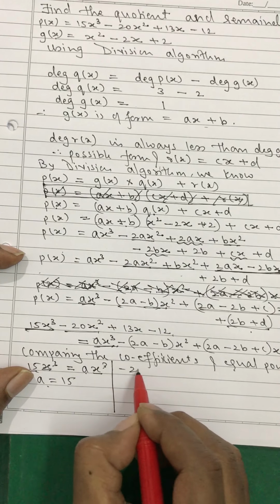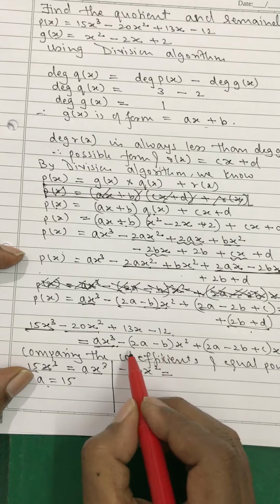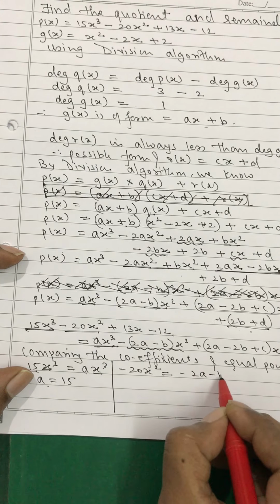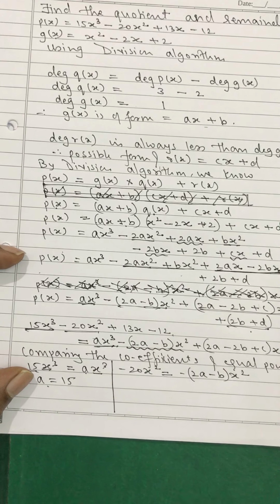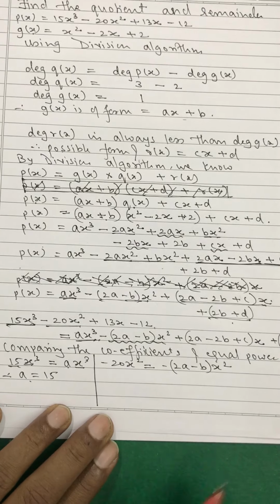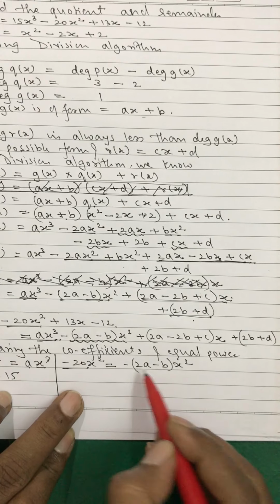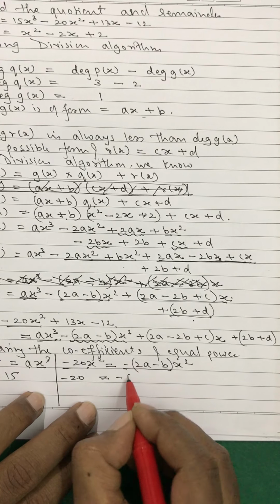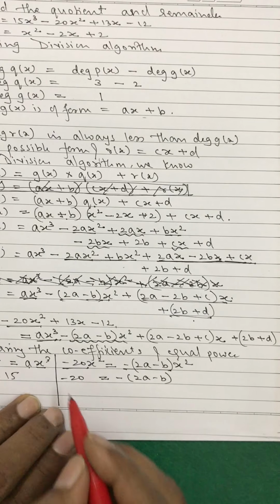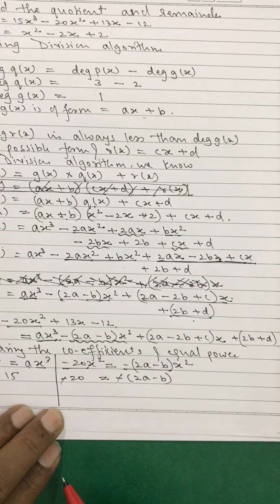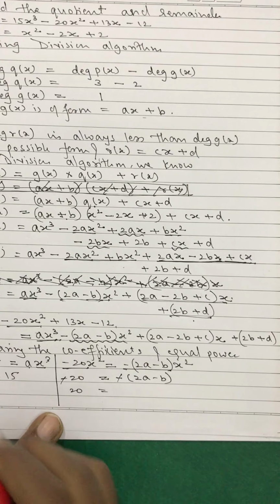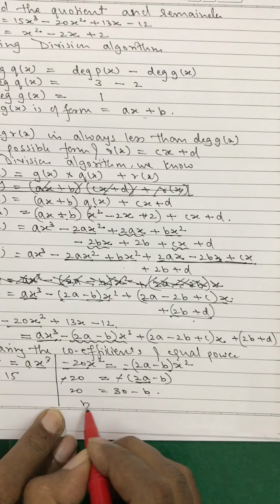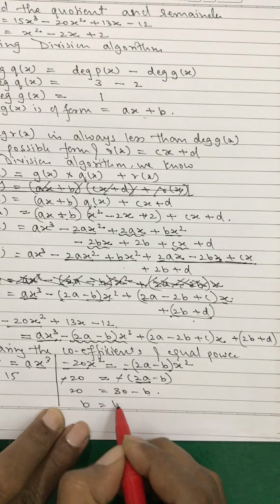Minus 20x square will be equal to minus 2a minus b, x square. Fine. Are you getting my point? So minus 20, these are the coefficients, equal coefficients. Minus 20 is equal to minus 2a minus b. The minus minus both will go. 20 is equal, now you know a is equal to 15. So 2 into 15 will be 30 minus b. Therefore b will be equal to, if I take it over there, 30 minus 20, 10 you will get.